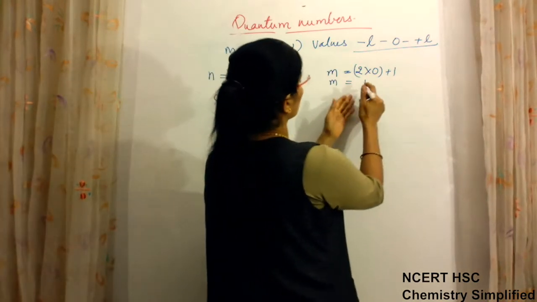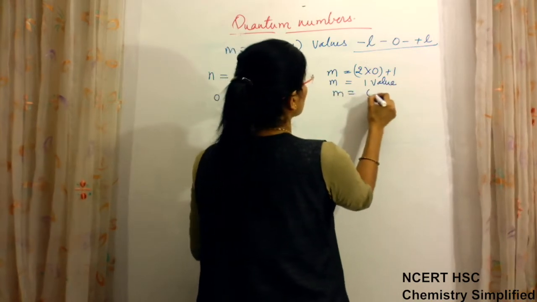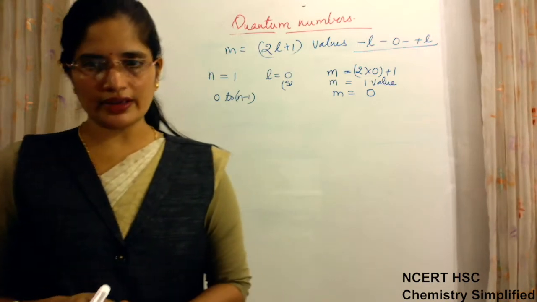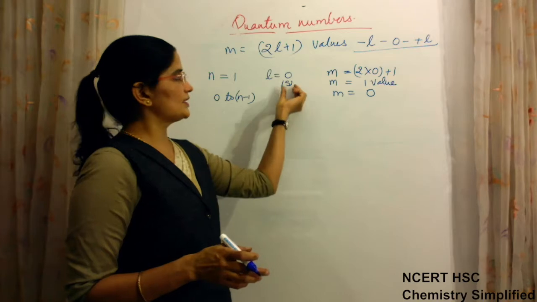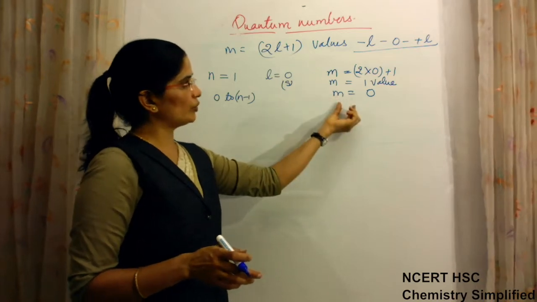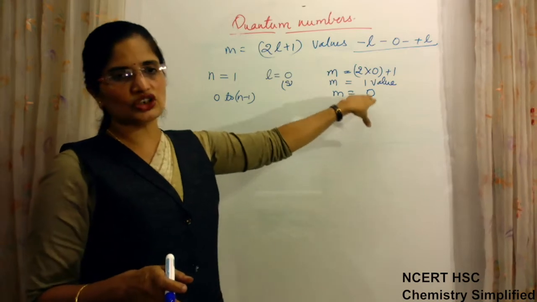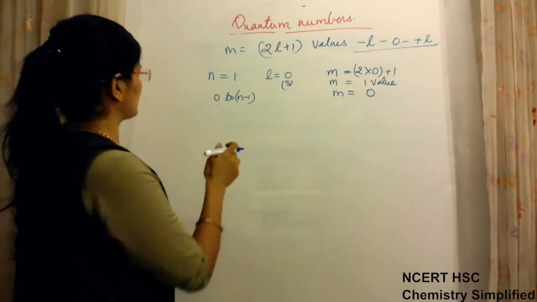So there is one value, and that value for m is actually 0. That means the orientation of the S orbital, the S subshell, is there, and from that S subshell we have only one orbital value, that is the 0 orientation m value. What is this? You will know. Just wait for a few minutes.